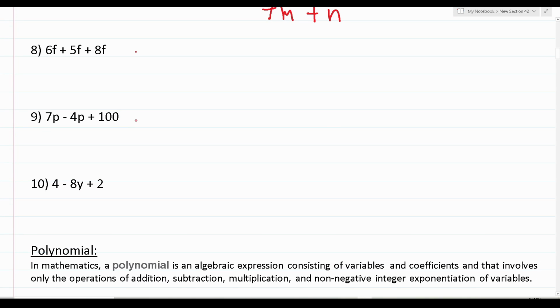All right, number 8 says 6f plus 5f plus 8f. Again, if they're like terms, we can perform that operation of addition. If they're not like terms, we can't. And according to the definition, like terms have the same letter variables raised to the same powers. So we have 6f here. Our letter variable is f. It's raised to the first power. That's implied. We have 5f raised to the first power. We have 8f raised to the first power. So clearly these are all like terms, so we can add them all together. So 6f plus 5f is going to be 11f. 11f plus 8f is going to be 19f.